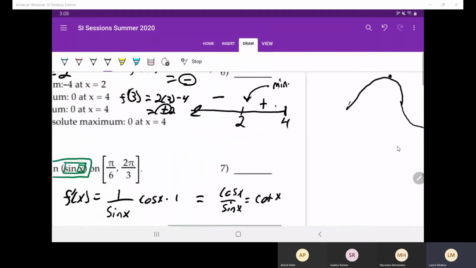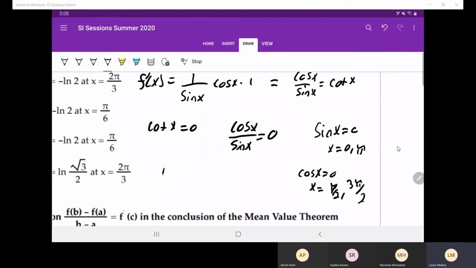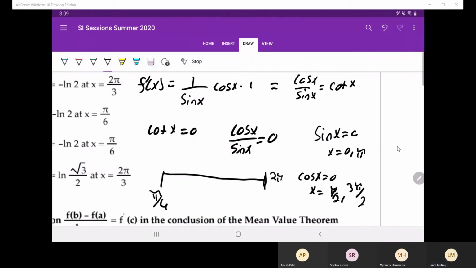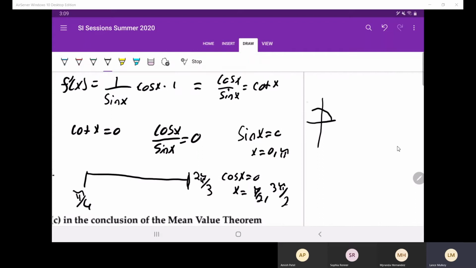But you have a domain, right? So you have pi over 6 and you have 2 pi over 3. Which of these values are between pi over 6 and 2 pi over 3? Well, if you go to the unit circle, 2 pi over 3 ends right here. So 0 is less than pi over 6. Pi is greater than 2 pi over 3. So your only other critical point is pi over 2 on the domain.